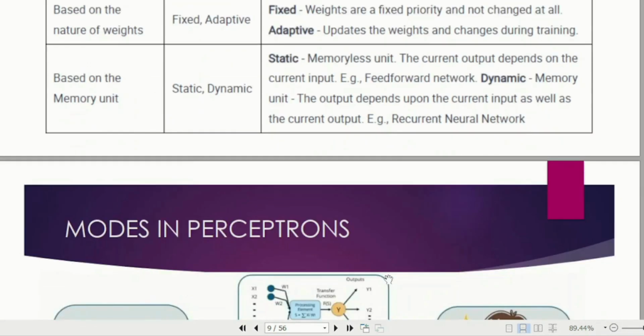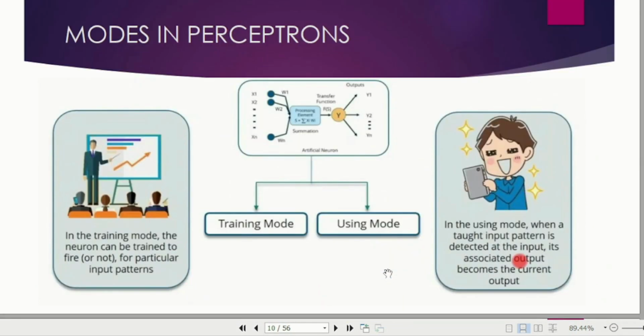Moving forward to the next subtopic of ANN, that is the modes in perceptrons. Basically, this is one of the perceptrons which has a hidden layer and one input, then activation functions, then the output. It has two types of modes. Number one is training mode, number two is using mode.